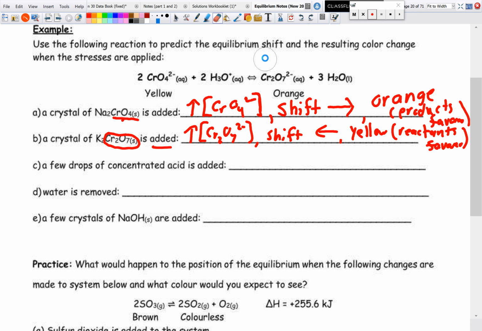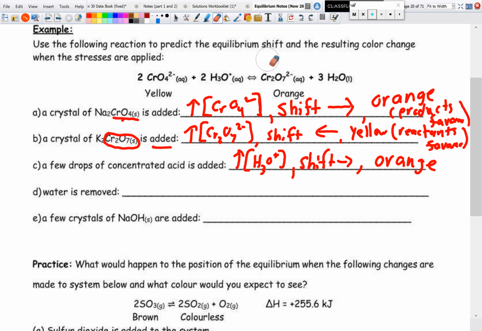So for the next one, a few drops of concentrated acid are added. So in this case right here, we're increasing the concentration of H3O+. Whenever we increase the concentration of something, the equilibrium shifts in the opposite direction. So it's going to shift right, and we should see more orange being produced.